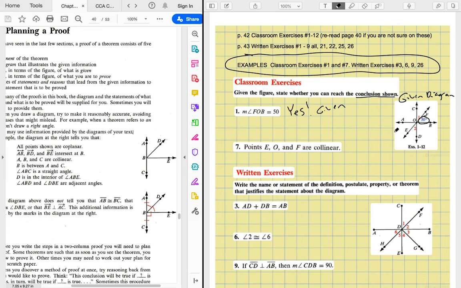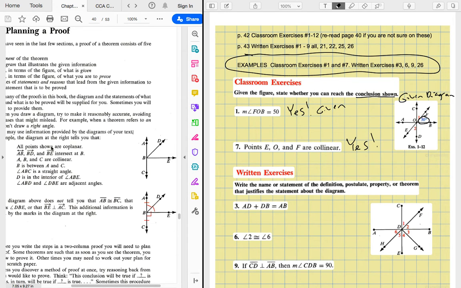So yes, we can totally conclude that points E, O, and F are collinear in this, even though they're not saying it out loud. They're not saying, hey, points E, O, and F are collinear, go have fun. The deal is they drew it for us. They tried to make it pretty clear. They did as best as they could, and this is acceptable for our purposes for this book, okay?